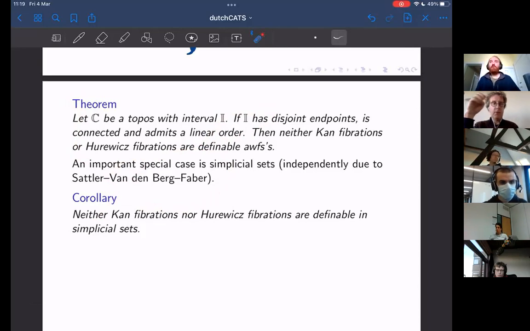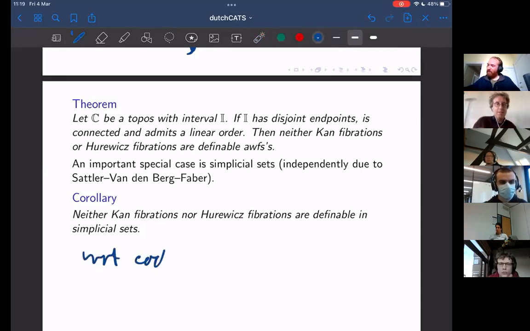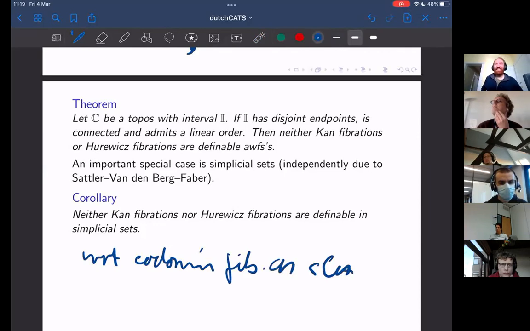And here you say Kan fibrations, but you really mean uniform Kan fibrations here, right? With respect to the codomain fibration, on simplicial sets. What is your definition of Kan fibration here? Is it just the lifting property with respect to horn inclusions, or is it something else?